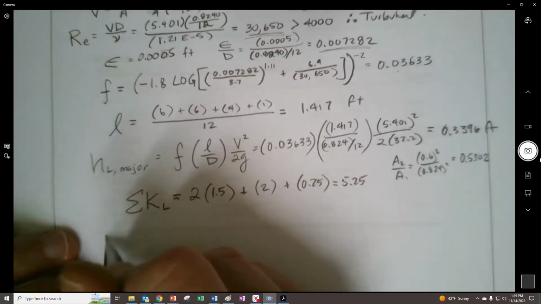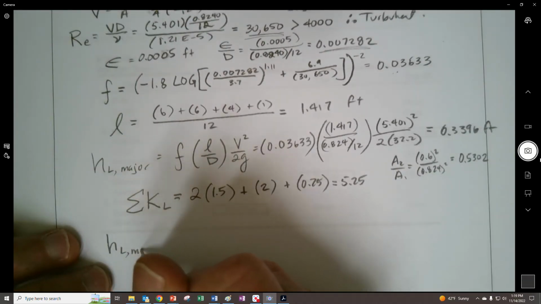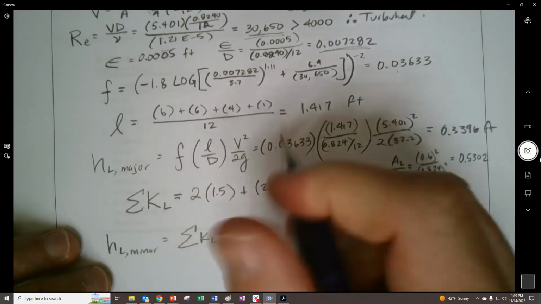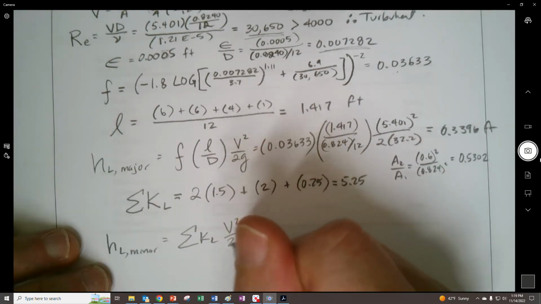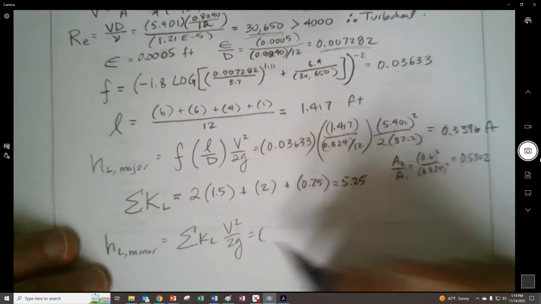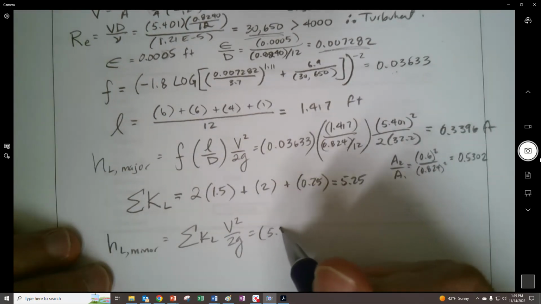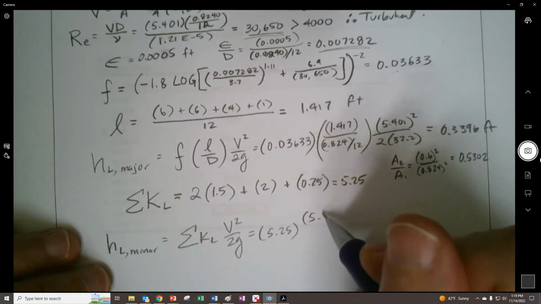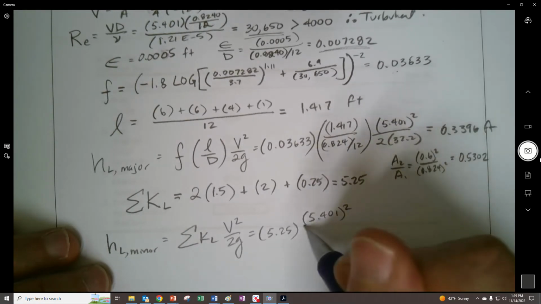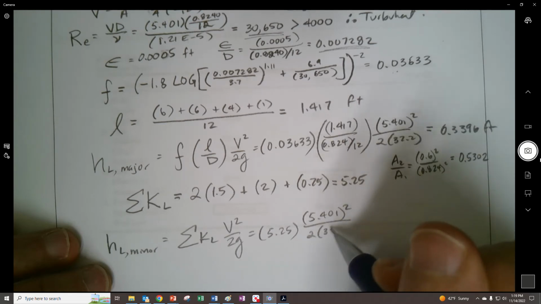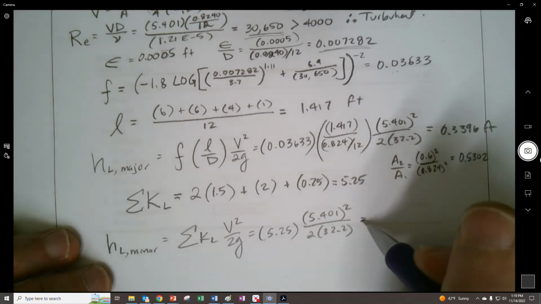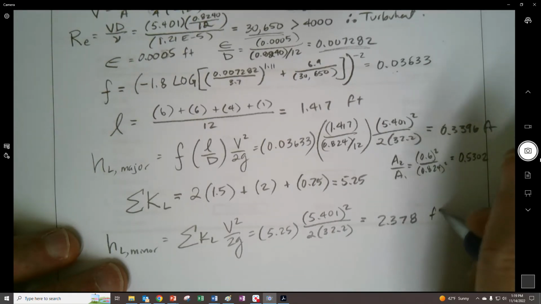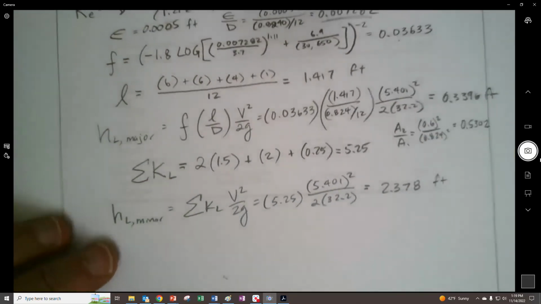And now we go for the minor losses. That's the sum of the KL times V squared over 2g. So we get 5.25 times 5.401 squared divided by 2 divided by 32.2. And what we end up with is 2.378 feet of head loss.